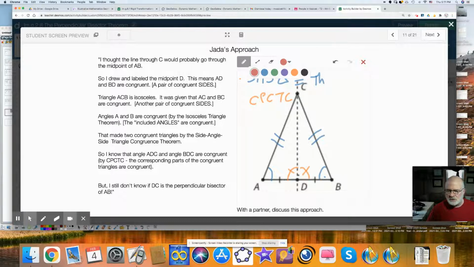You should put this line anywhere. She could have said it was perpendicular. She could have said it was an angle bisector. She chose to say it was a segment bisector. And then she gets to CPCTC, which is great.